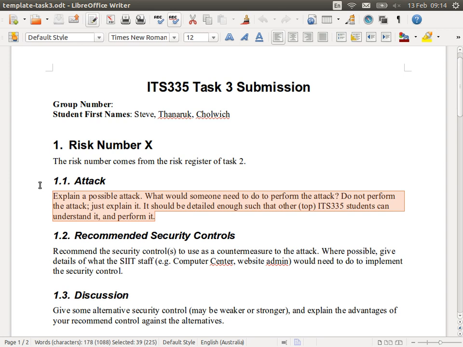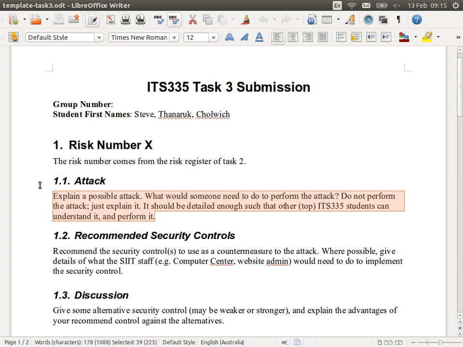So that's the main parts. So choose one of the risks from task two and do that. Some discussion, okay, maybe you can talk about if there are other security controls. So the security control is the countermeasure. What do we do to stop the attack? But there may be multiple options. So I want you to describe one, the one you recommend here. The discussion may be short of saying, well, why did you choose that one? So this is saying how to do the countermeasure. That is, the countermeasure is that the computer center must implement this encryption scheme for all the wireless networks.